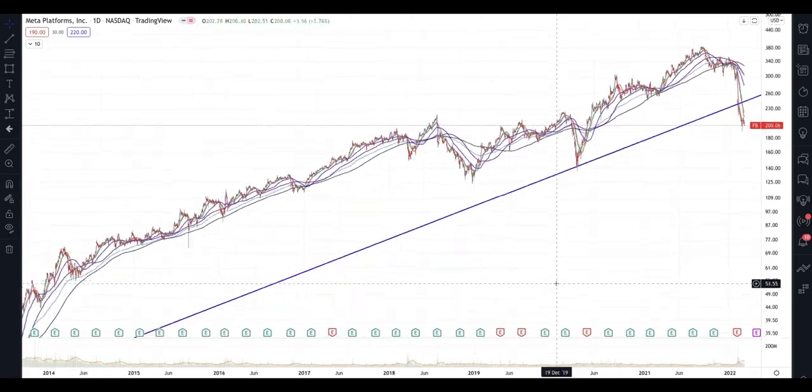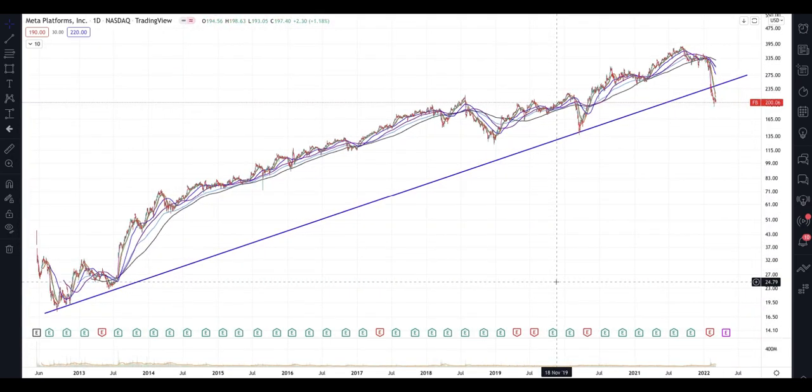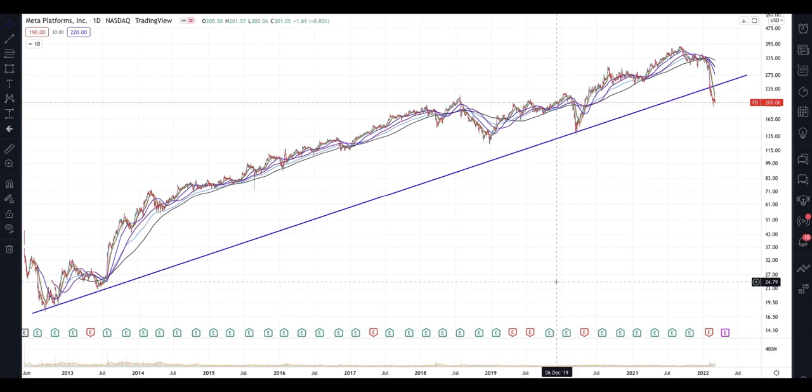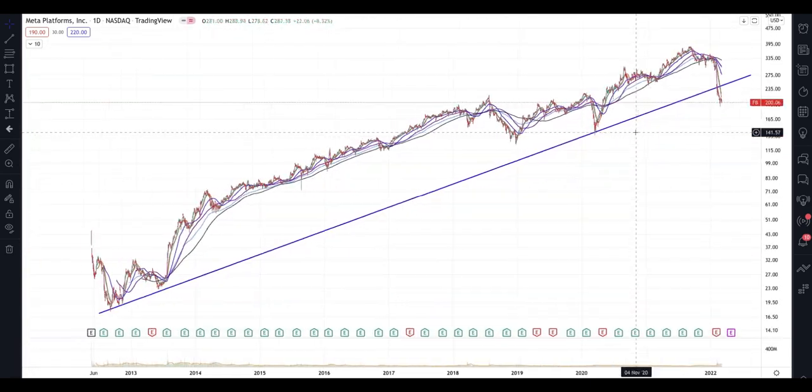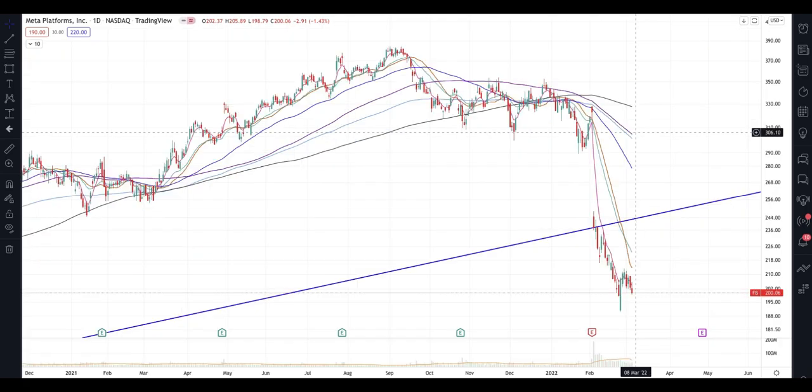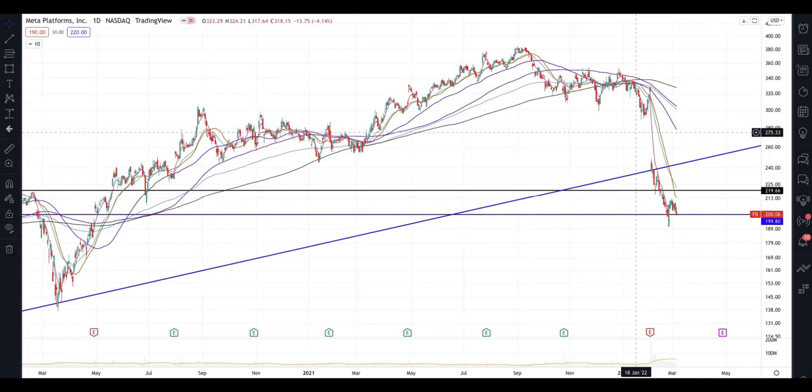So I just want to go back and show you, before I put in some other lines to give you a little bit of points of reference, this is a trend going back all the way to 2012. It's been respected multiple times. Most recently, it was respected in the COVID sell-off in March of 2020, and then recently it broke down. So now that we have this trend on the screen, let's just go ahead and throw up some lines.